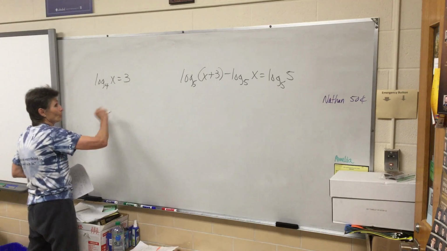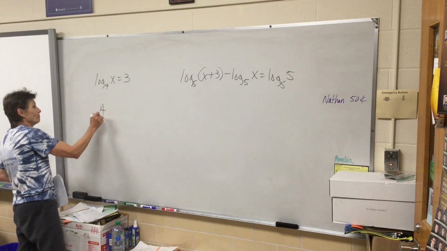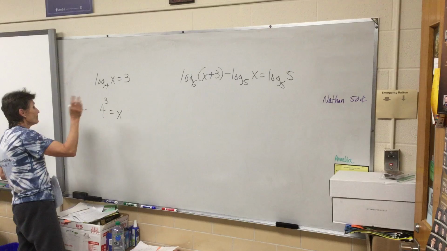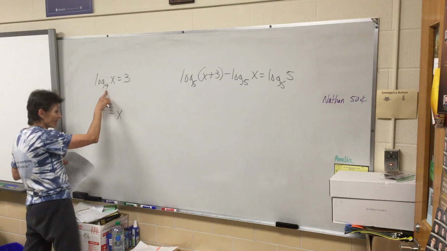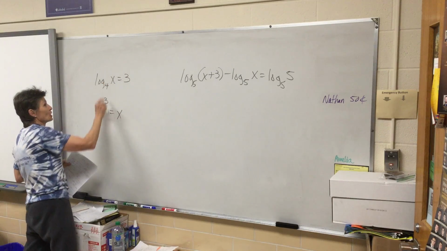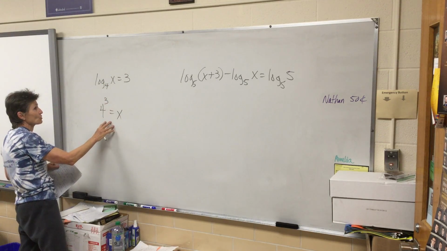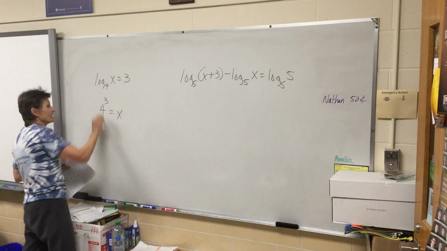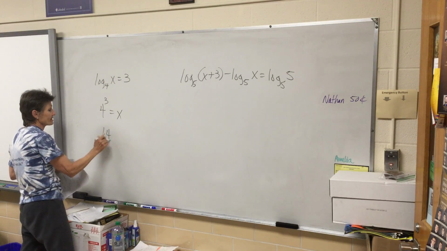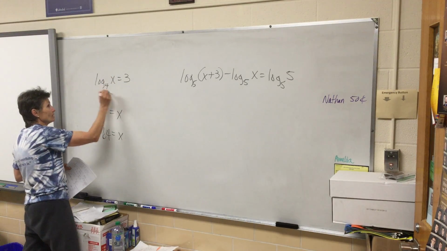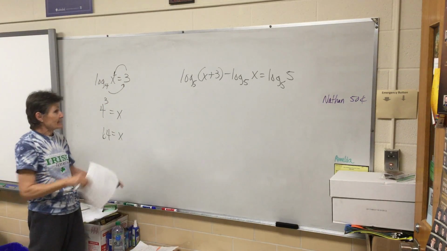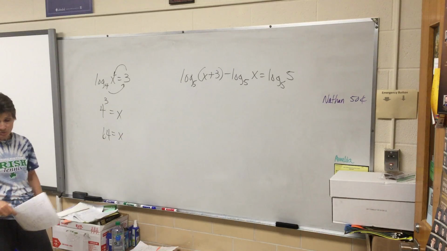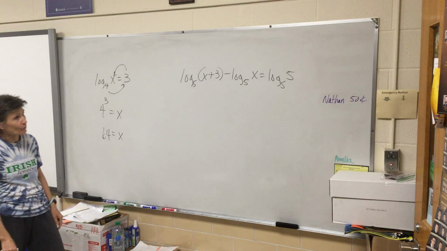All right, so this is a logarithmic equation. We're going to solve it. 4 to the 3rd equals x. Kids, one of the vital pieces of your life experience in mathematics is that you have to be able to change this into an exponential. So 4 to the 3rd equals x. So x is 64. Now, that's easy. You can't do that with this one because there are too many logarithms.